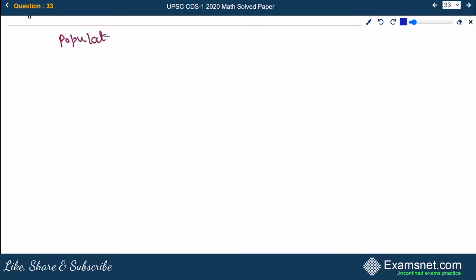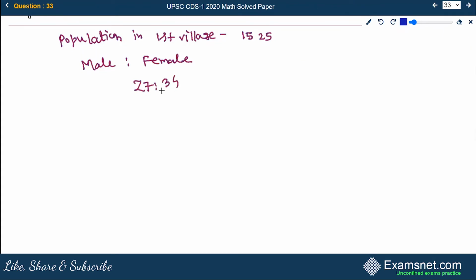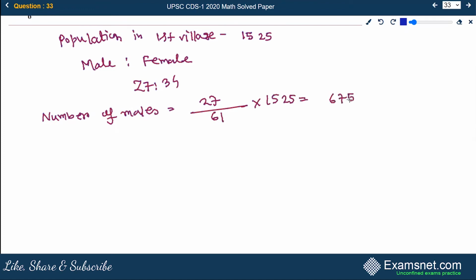Population in first village, that is 1525, correct? And the ratio of male to female is 27 to 34. So number of males in this village, that is 27 by 27 plus 34, which is 61, multiplied by 1525. It would result in 675.